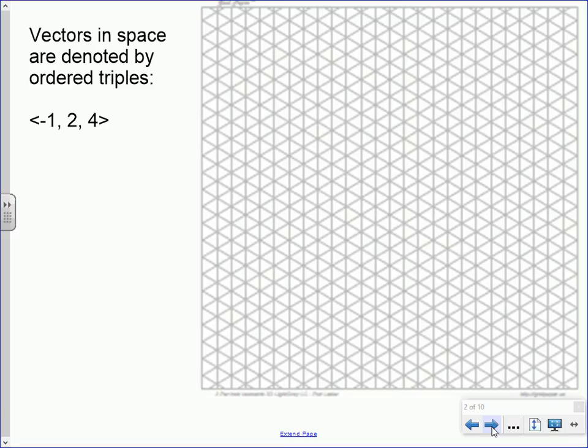Now you can just watch me graph this. You don't need to graph it. So, negative 1, 2, 4. That would be the coordinate. If we draw the vector, we have to map out the coordinate and then draw the vector from standard position.